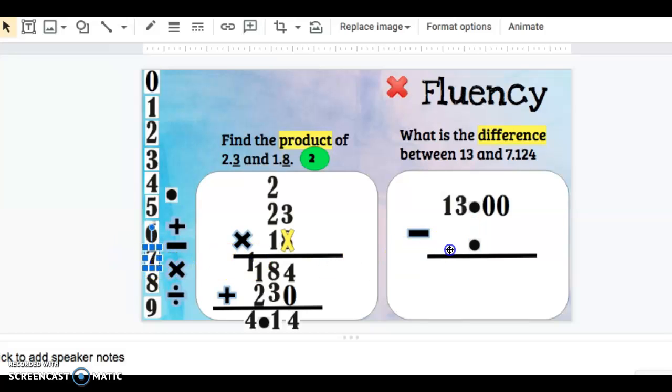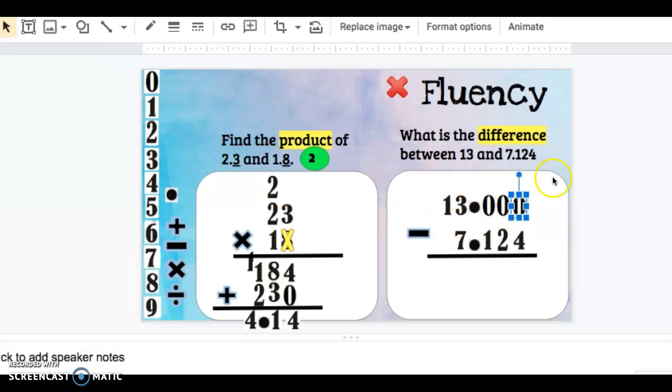Your 7 is in your ones place, so your 7 goes in underneath your 3. Your 1 is in your tenths place, so it goes under the first 0. Your 2 is in the hundredths place, so your 2 goes under the next 0. And then you have a 4, which is in your thousandths place. So like I said, it's nice to have 2 zeros, but sometimes you may have to add more. So you're going to have to add another 0 onto your 13.